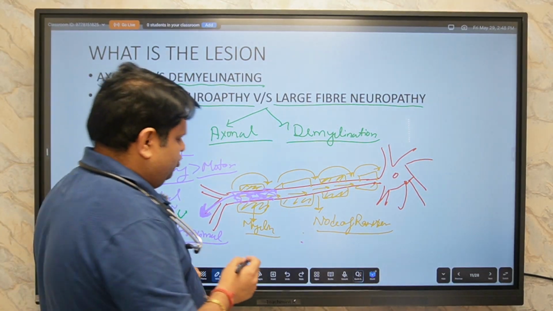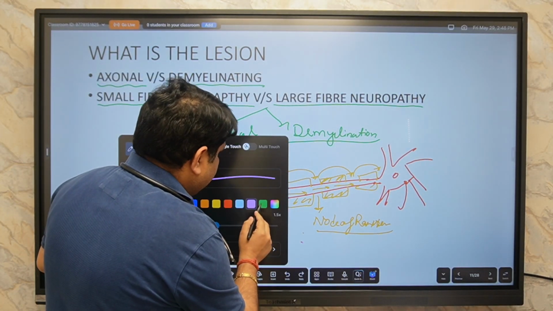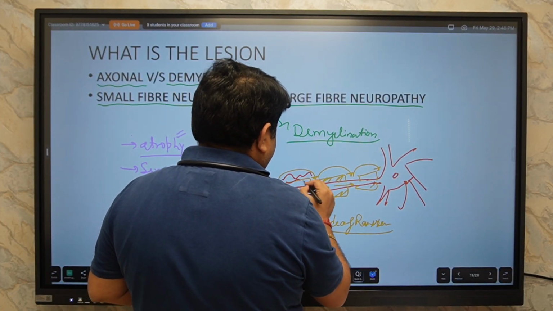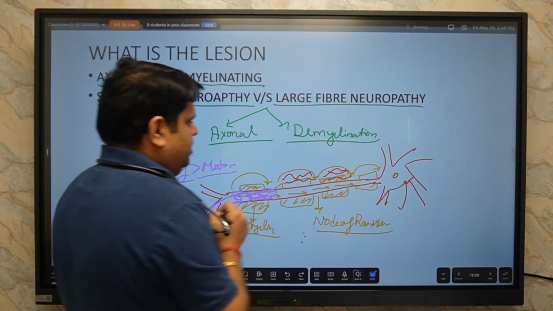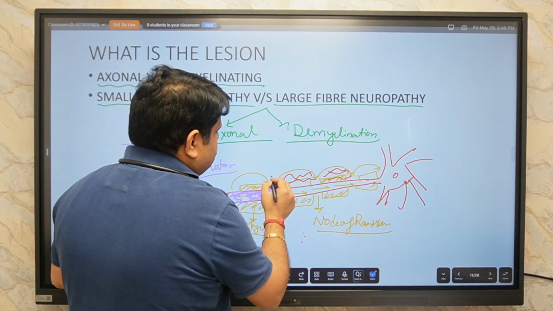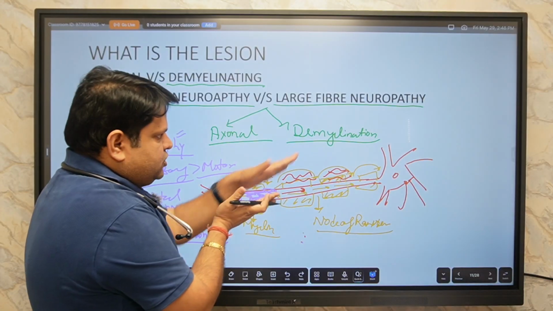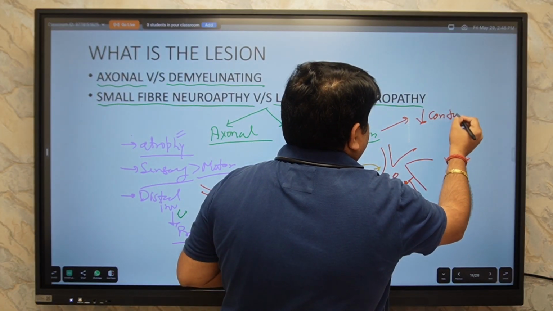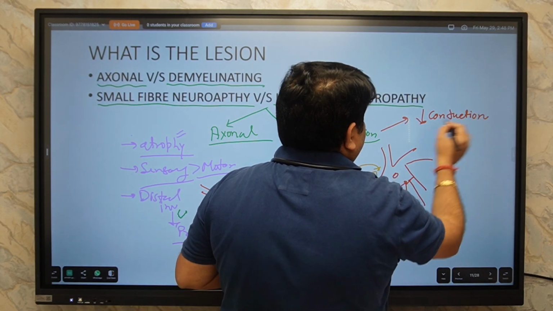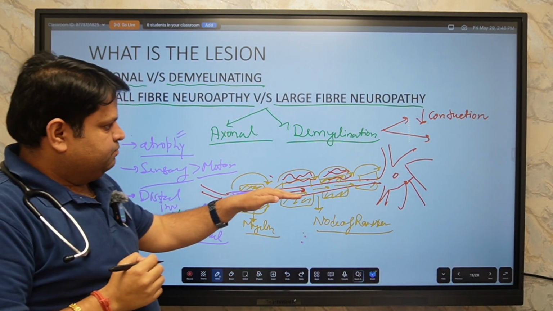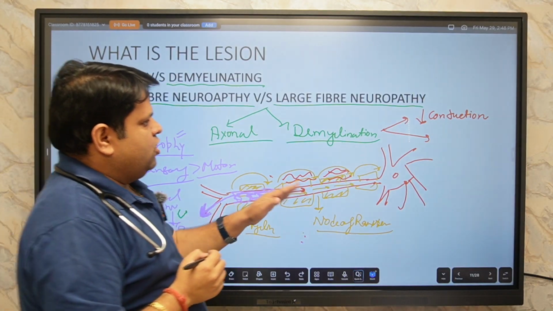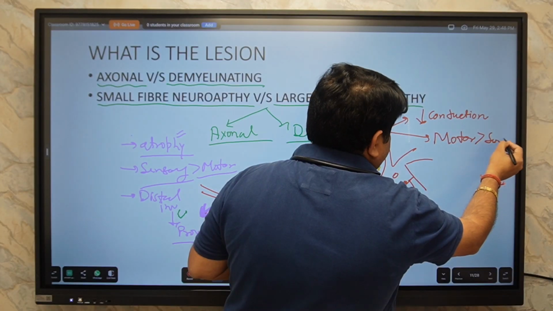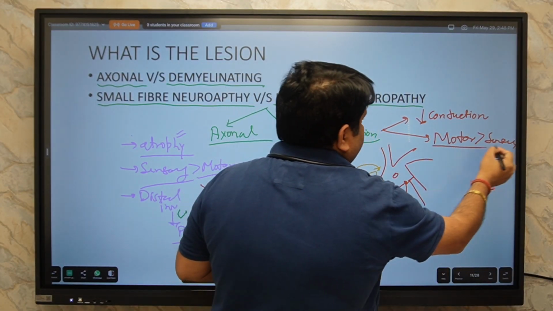In the case of demyelinating neuropathy, what happens? The myelin sheath is damaged. So what will it cause? It causes slow conduction. The axon is intact in a demyelinating lesion. So there will be decreased conduction, and it will cause more involvement of the motor fiber as compared to sensory. Sensory is also involved, but involvement of the motor fiber is more.